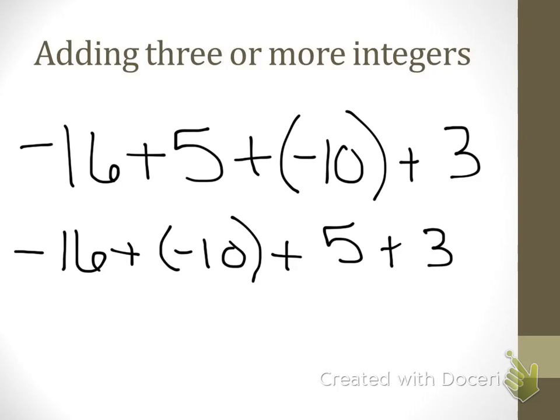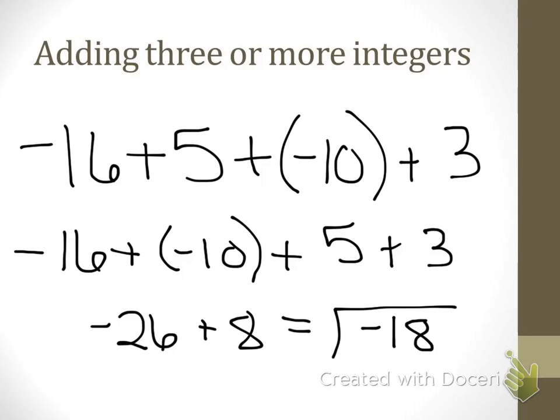So you could just work left to right, and that's fine. Or you can rearrange them, add your negatives together, add your positives together. Now, obviously, we have different signs, so we subtract and take, and our answer is going to be negative 18. Okay, so either way is fine, working left to right or rearranging them. I think rearranging them is a little bit easier: group all your negatives together, group all your positives together, add them, and then take the difference between them. Okay? All right, any questions?